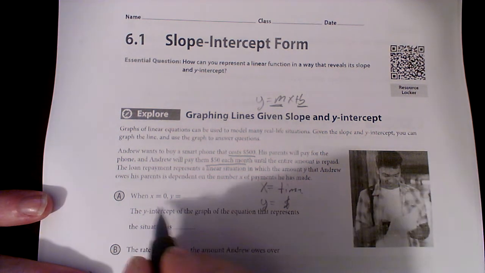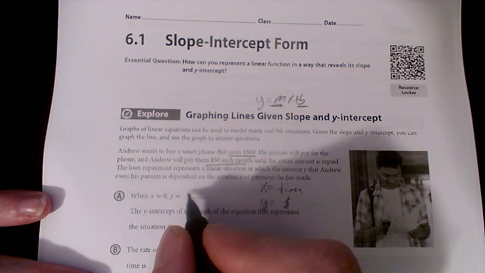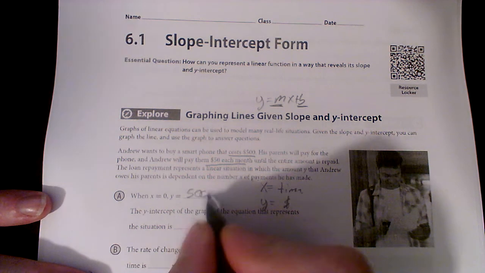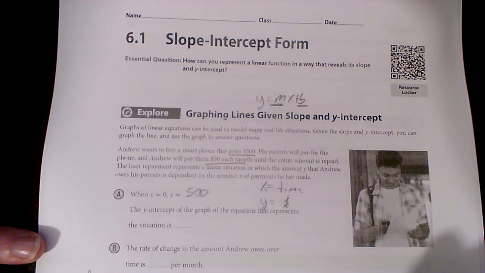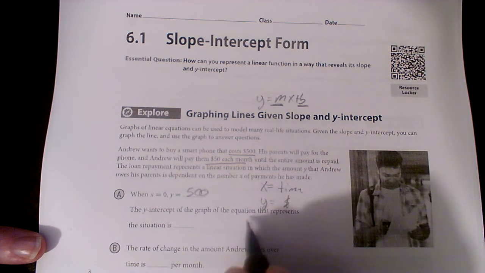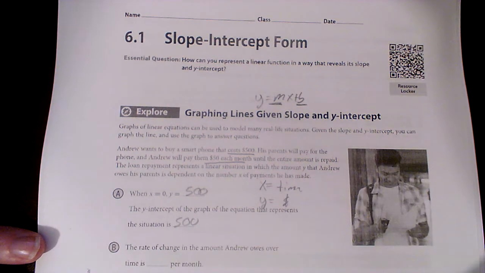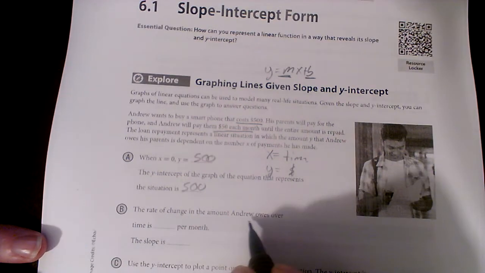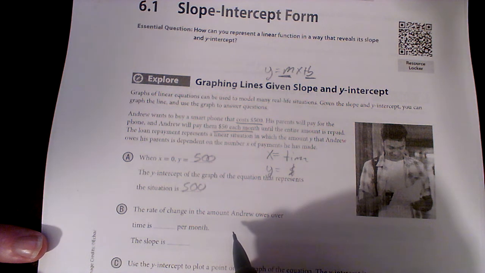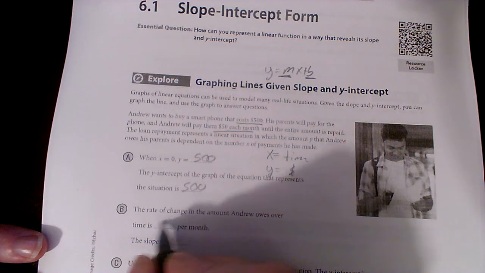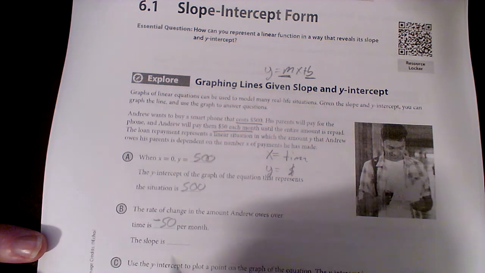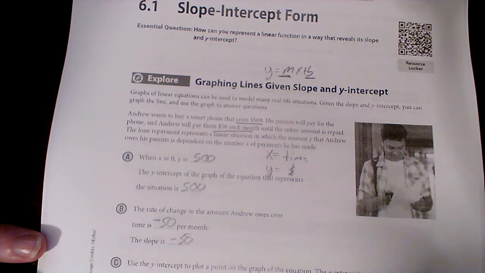So, before he's paid anything, when time is 0, Andrew owes $500 to his parents. Therefore, the y-intercept of the equation that represents the situation is, in fact, 500. Right? The rate of change, the amount Andrew owes over time is 50 per month, but he's paying it off. So we're going to say negative 50 per month. And the slope is negative 50.